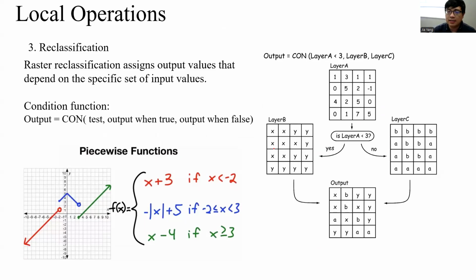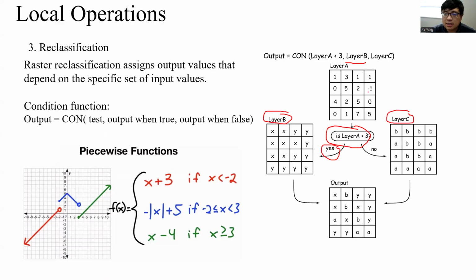Reclassification. Reclassification is kind of similar to the logical operations. First, we do the logical operations. We make a test. Like in this example, the test is if layer A is less than 3. If the result is true, or yes, then we are going to use the data from layer B, because here's layer B. If the test is false, then we are going to use the value in layer C.